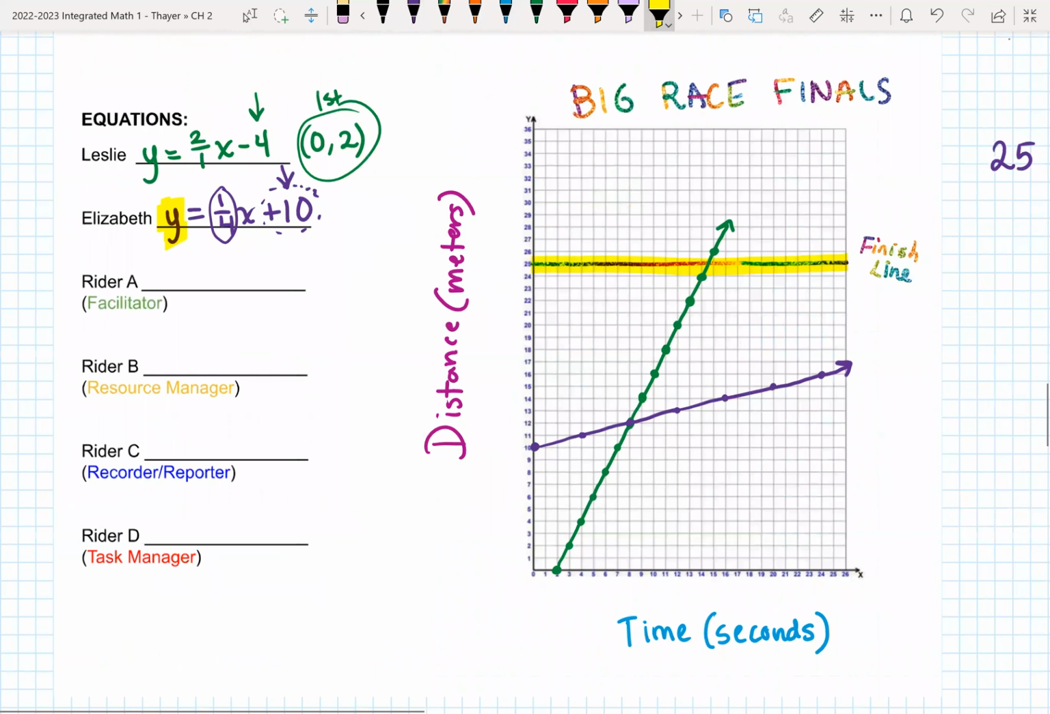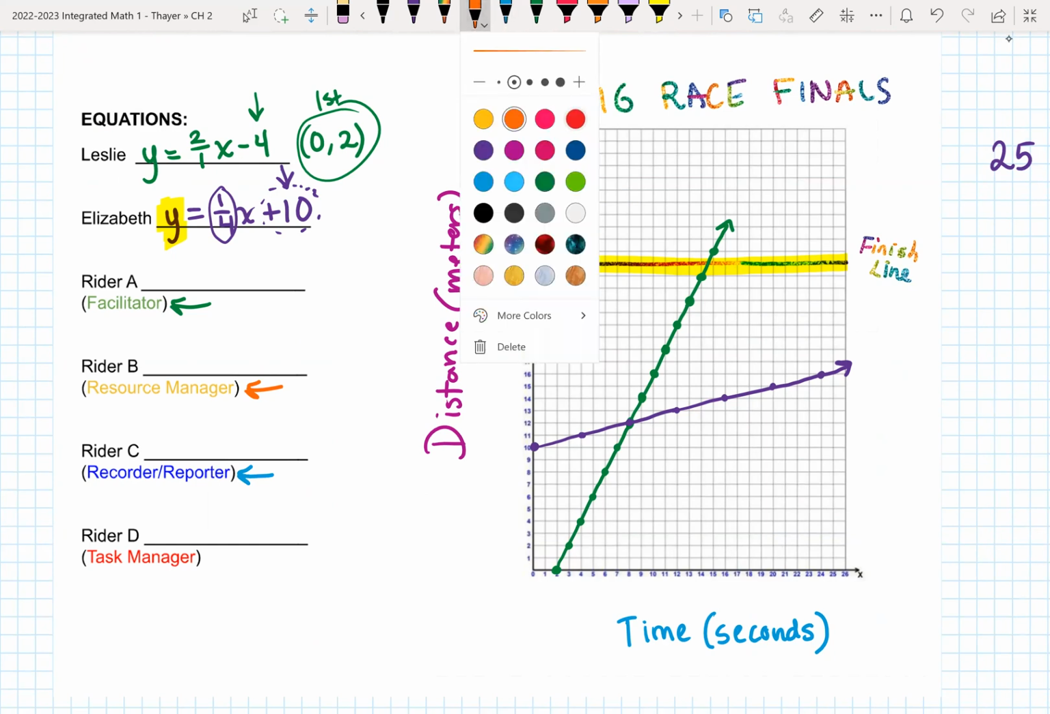Okay, you and your team. One more time, facilitators. It's your job to take the clue for rider A. Resource manager, your job is rider B's clue. Come up with the equation. Recorder reporter, you're rider C. And task manager, you are rider D.